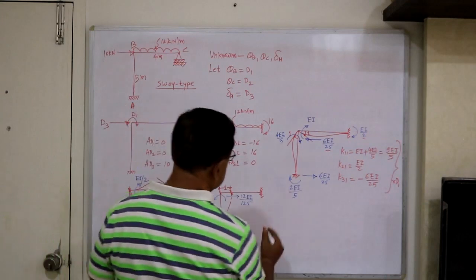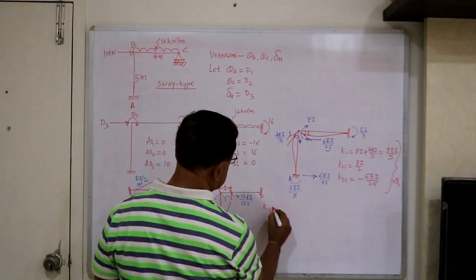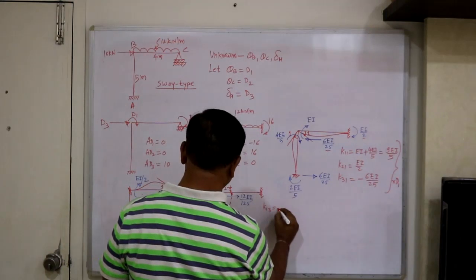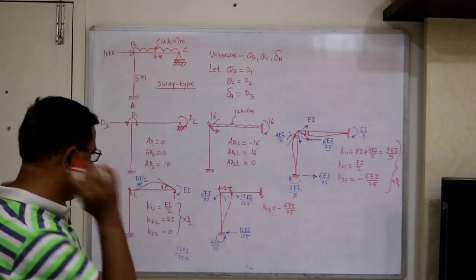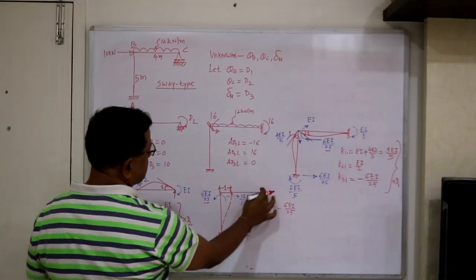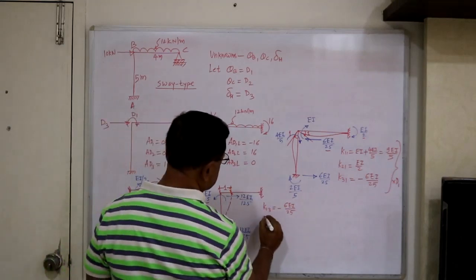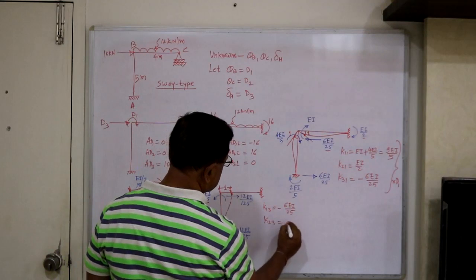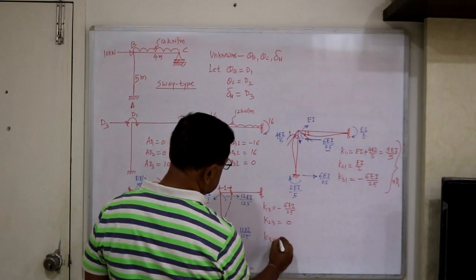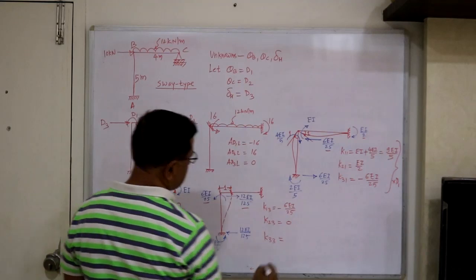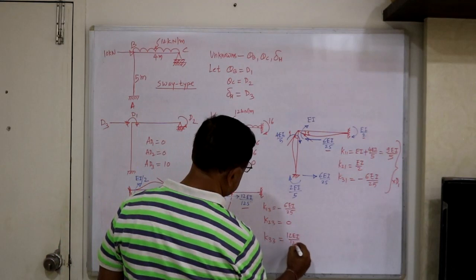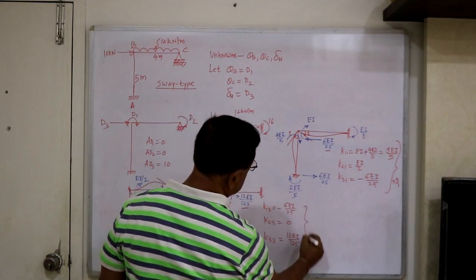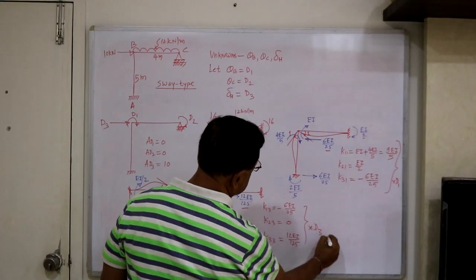So in the direction of 1 due to 3, K13 is minus 6 EI upon 25. And here there is no rotation, so K23 is 0, and K33 is positive 12 EI upon 125, and all these are to be multiplied by D3.